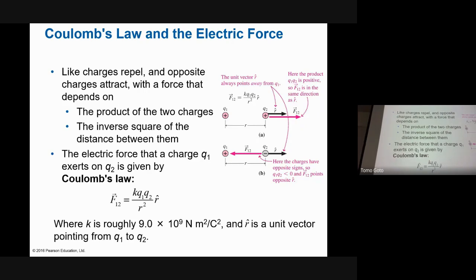Then with a force that depends on the product of the two charges. So that is Q1 and Q2, the product of the two charges, right? Then it also depends on the inverse square of the distance between them, R squared, and that gives you the force. The electronic force that a charge Q1 exerts on Q2 is given by Coulomb's law. So that's this. And K is the constant, 9 times 10 to the 9, and R is a vector, shows the direction.